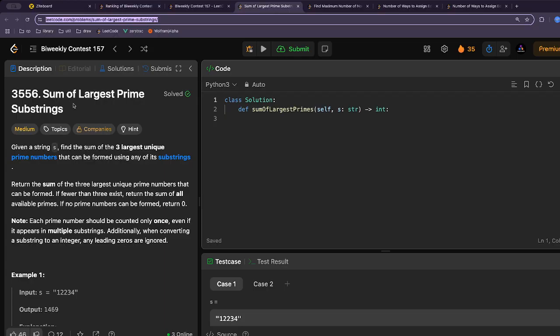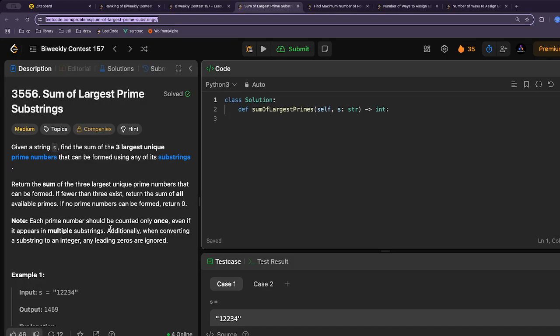So let's start with Q1. Sum of largest prime substrings. I did up to Q3. Definitely will learn. Yeah. I want to teach you a technique for Q4 that I think is pretty simple if you think about it. And I think that if I explain it to you, you will just remember it forever.